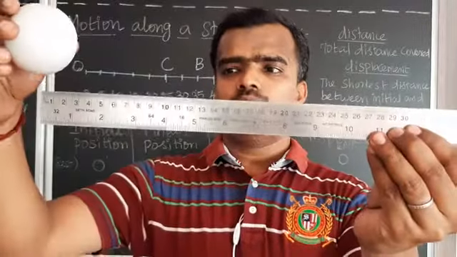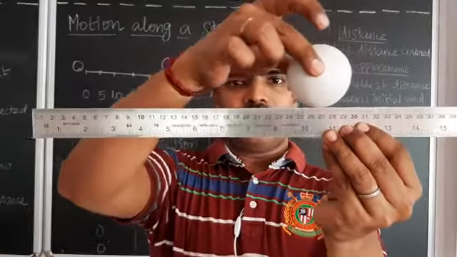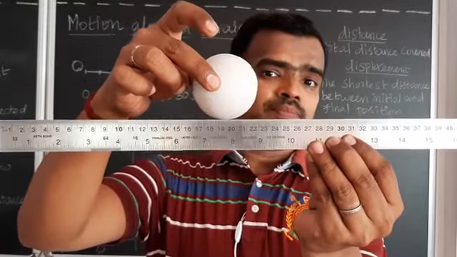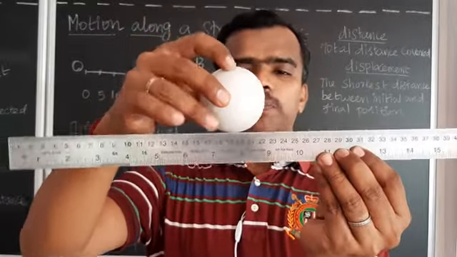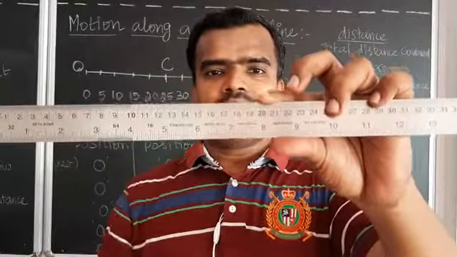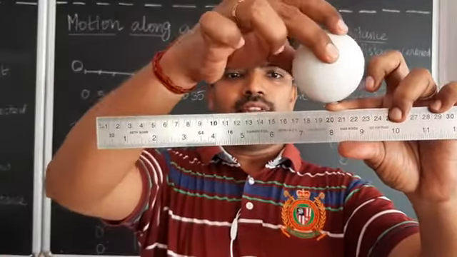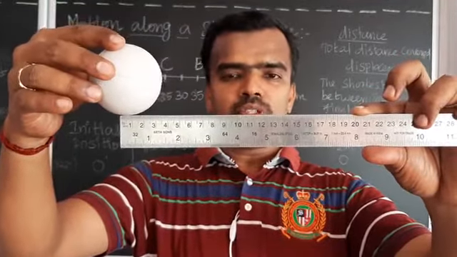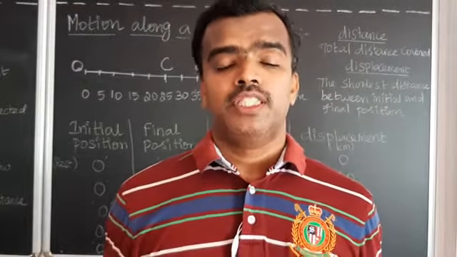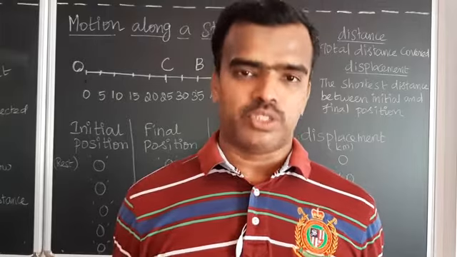In the same scenario, the ball started from 0, goes to 30 and returns back to 20. So what is the displacement here? This is the final position, 20. What is the initial position? 0. The shortest distance between initial position and final position, 20 centimeter, is called displacement. So displacement means the shortest distance between two points, the initial position and the final position.